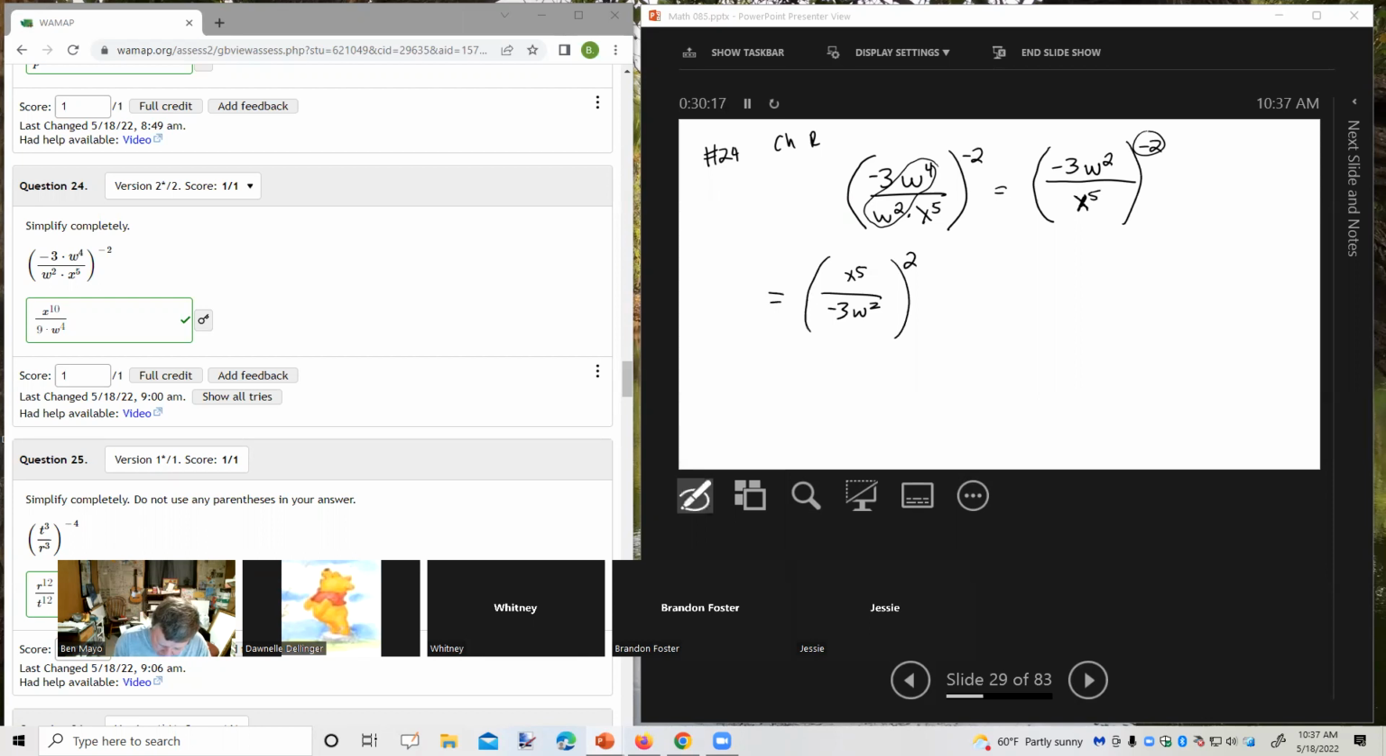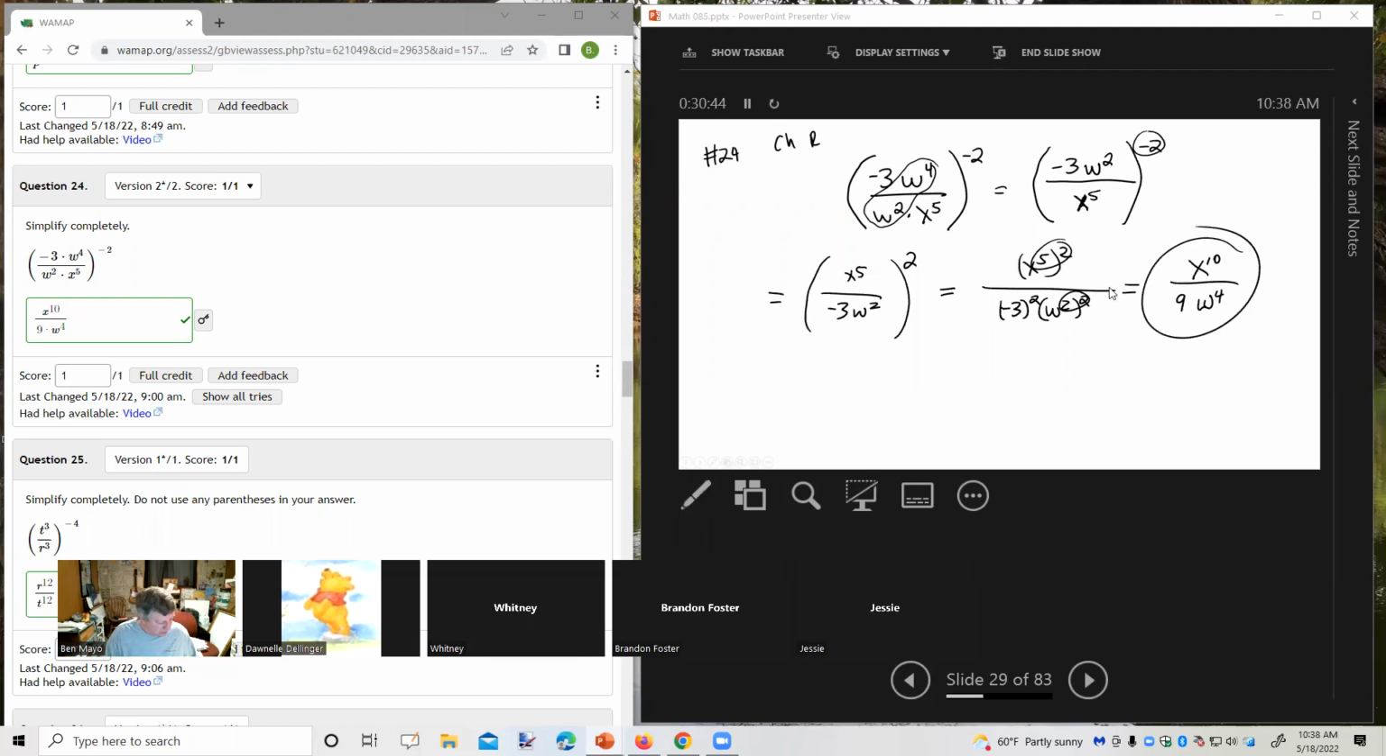Okay, okay. So then I'm going to get x to the 5th squared over -3 squared w squared squared. A power raised to a power, you would multiply the exponents. -3, the quantity squared, is a +9. A power raised to a power, you would multiply the exponents. And there's the final answer.